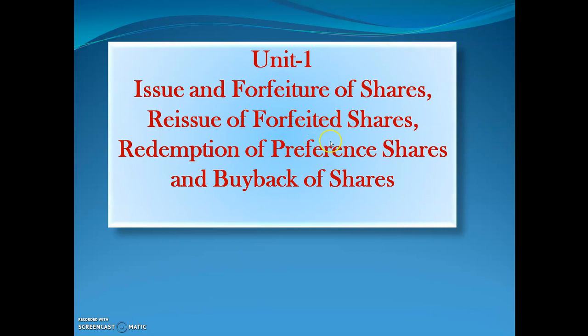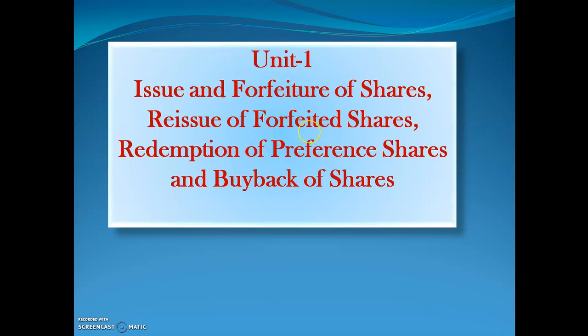Today we are going to solve two practical problems on pro rata and rejection with oversubscription. This is Unit 1, that is issue and forfeiture of shares, reissue of forfeited shares, redemption of preference shares and buyback of shares. This video is part number 16. We have already completed 15 parts on this unit. This is a very interesting and simple concept.